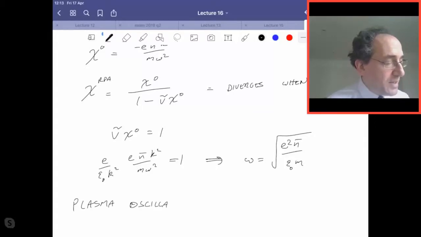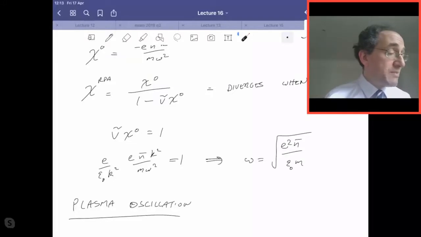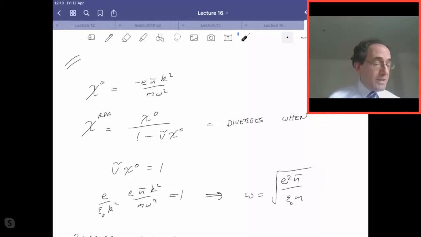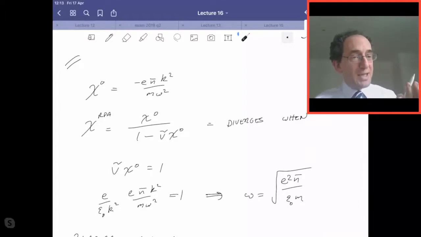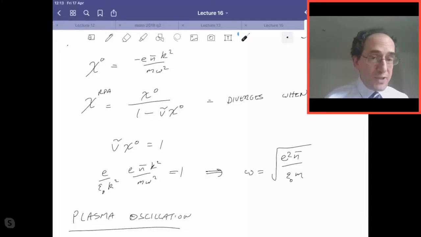What does it mean that the response function is diverging? What it means when you have a divergent response function is that there's an excitation mode there. Why? If you drive something resonantly with its excitation frequency, you can drive it infinitesimally weakly and get a large response. So when you have a divergent response function, it means you have a crisp, sharp excitation mode that you're exciting.